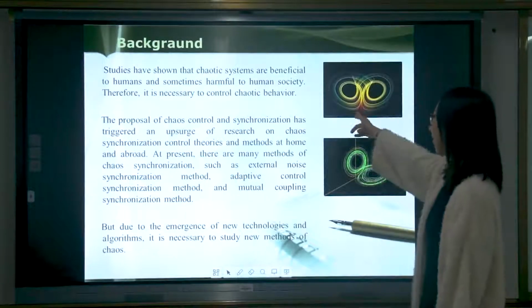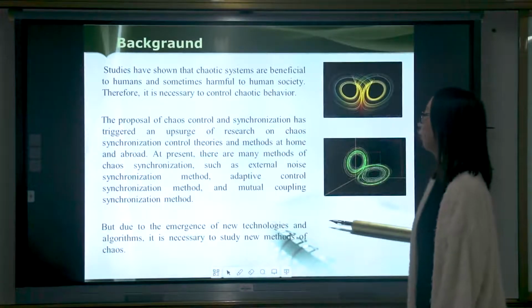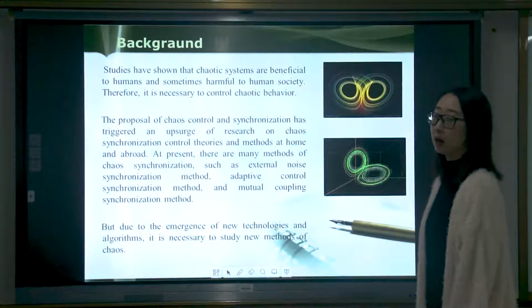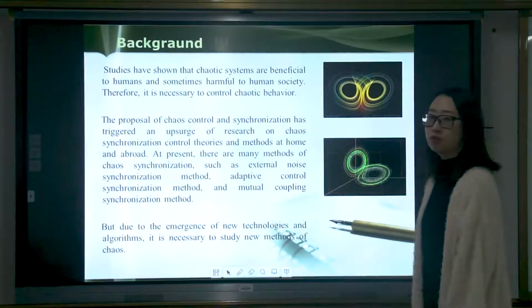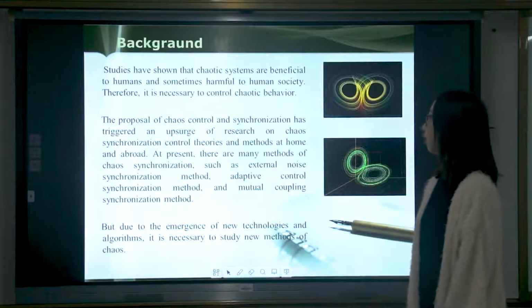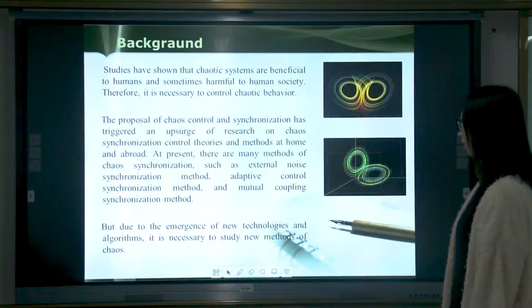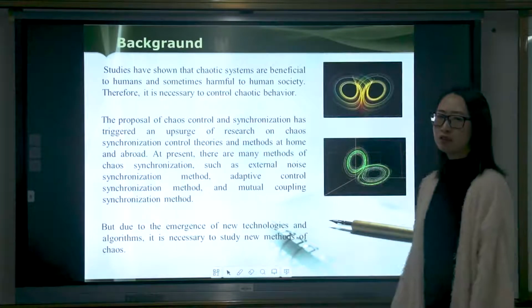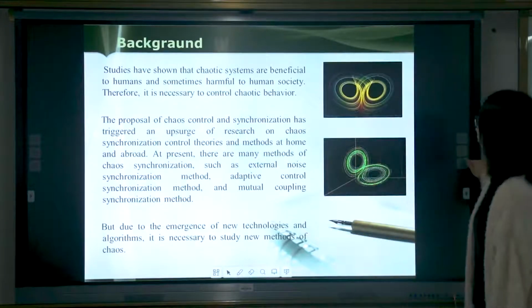Background: as you can see, studies have shown that chaotic systems are sometimes beneficial to humans, and sometimes very harmful to human society. Therefore, it is very necessary to control the chaotic behavior. It's very essential to find new methods for chaos.